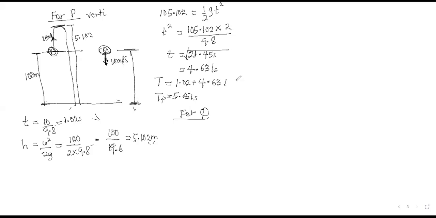Then for Q, body Q is dropping to the ground. So H is equal to UT plus half gT squared. So H is 100. 100 is equal to 10T plus half times 9.8 times T squared.